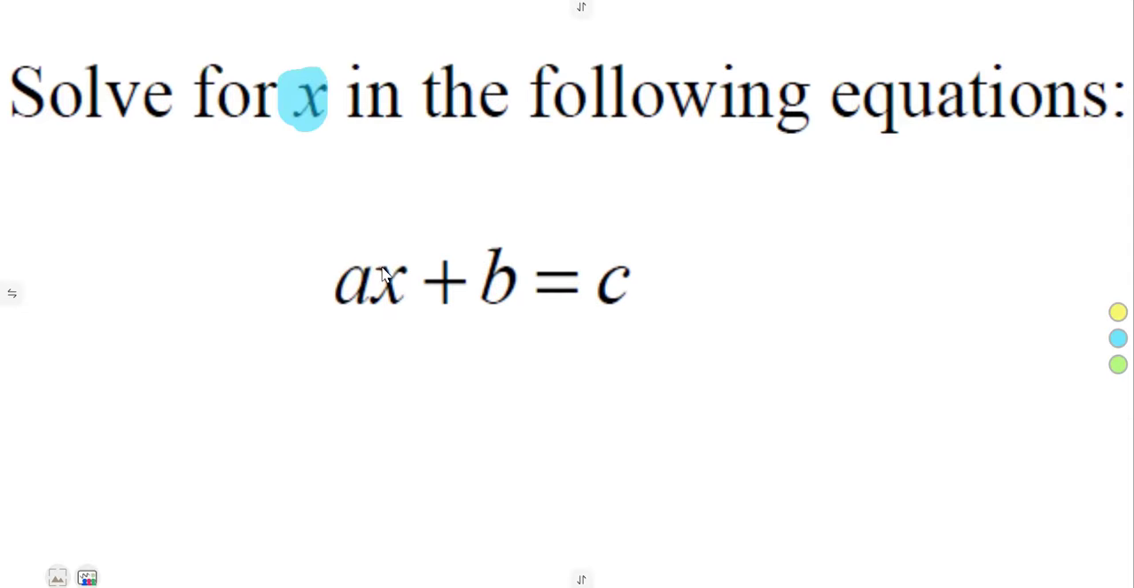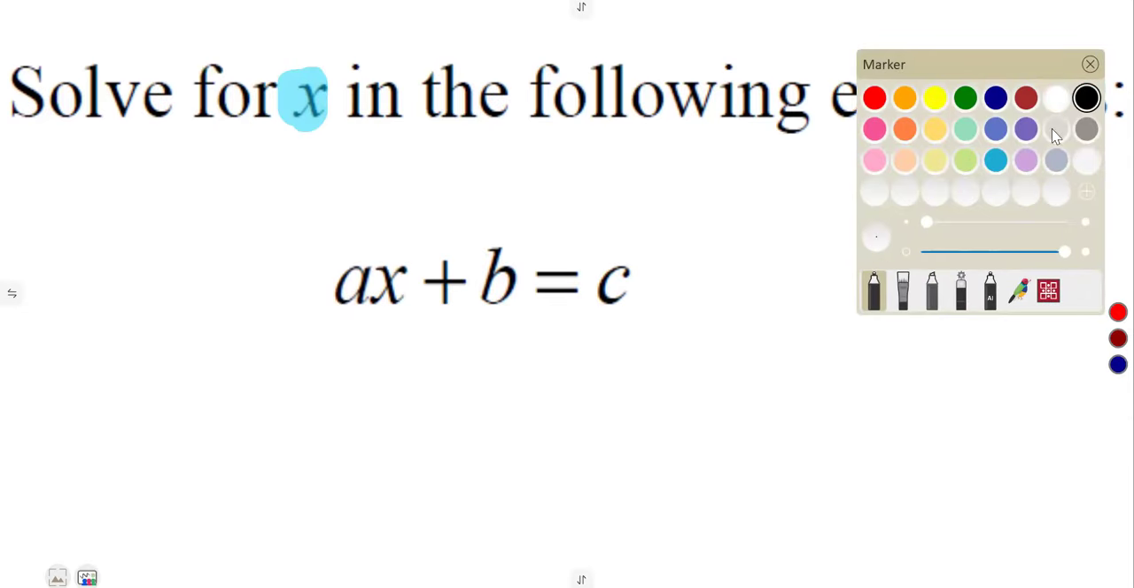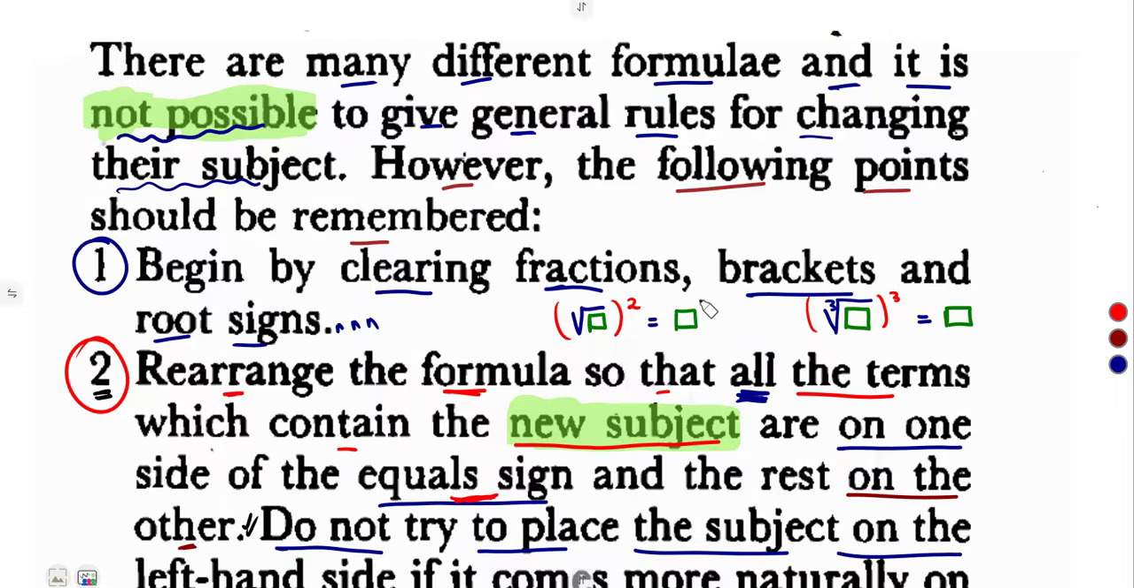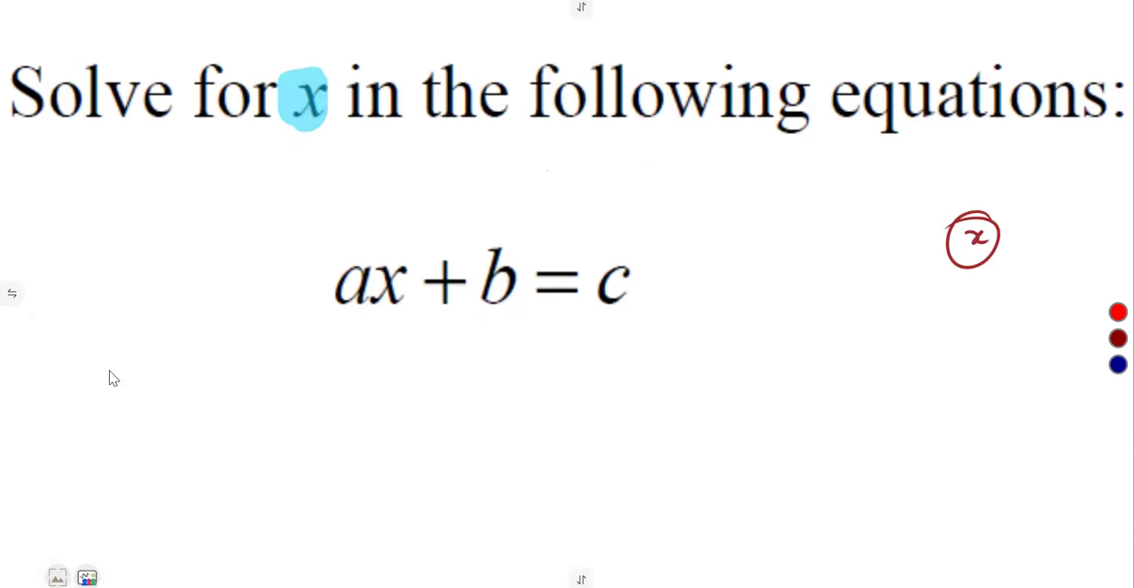Because as we can see, it is given in terms of other letters. So we want to make x what? The subject. How can we do that? We do not have fractions, brackets, this and that. So we move on to stage 2, rearranging to make x the subject.